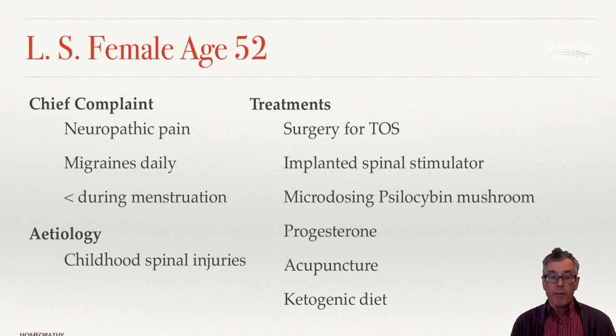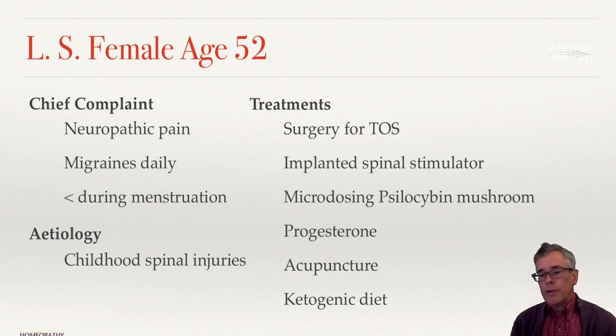On top of that, she suffers from migraines, daily migraines, and we'll see the intensity later, all worse during her period, and the cause was a bunch of spinal injuries from childhood. So she also had a surgery for thoracic outlet syndrome, basically where they try and free the nerve from the neck through the brachial groove between the collarbone and the pectoralis muscle, taking the nerves and freeing them so that there's less impingement on them. And that was not helpful.